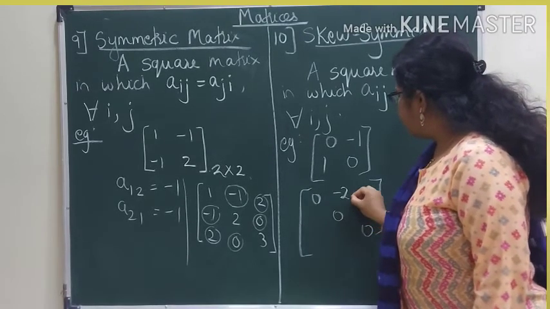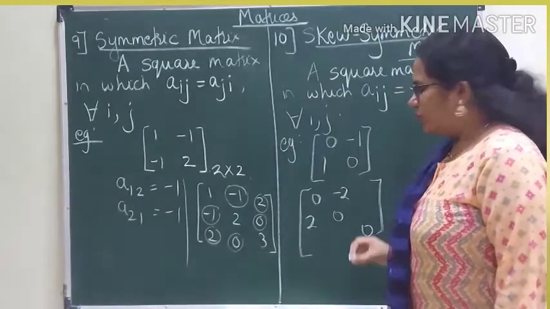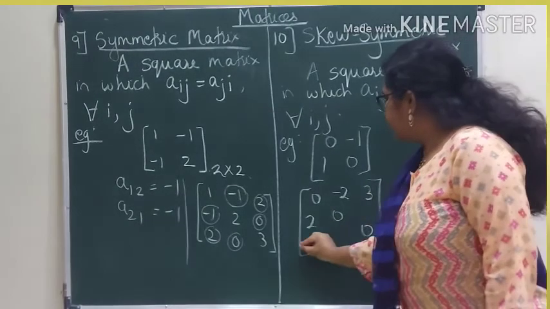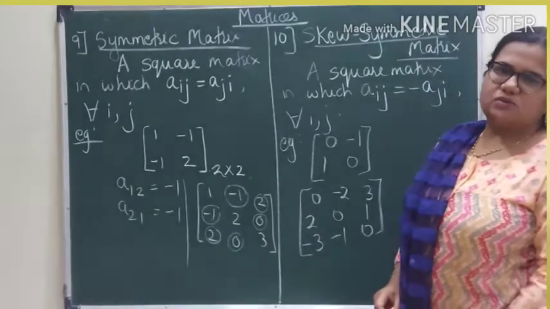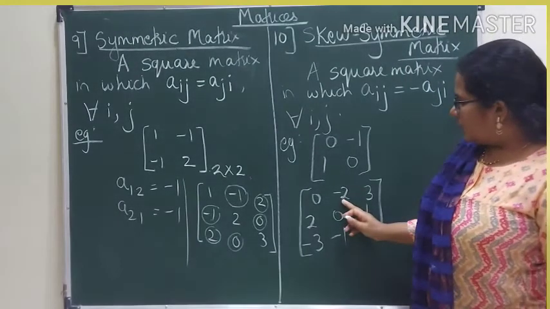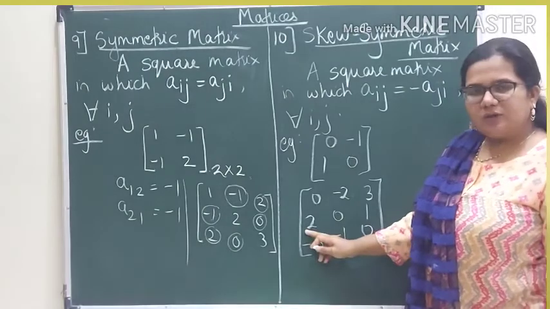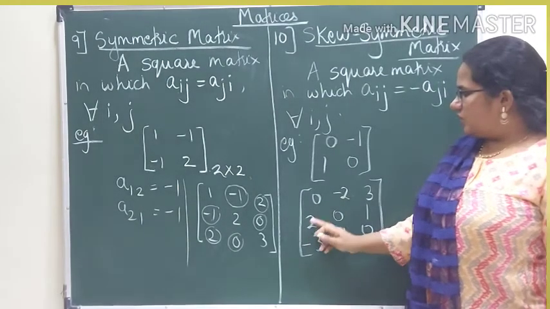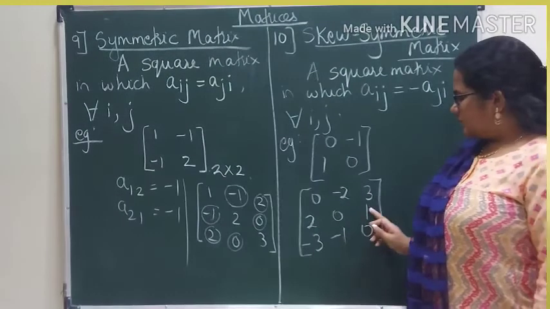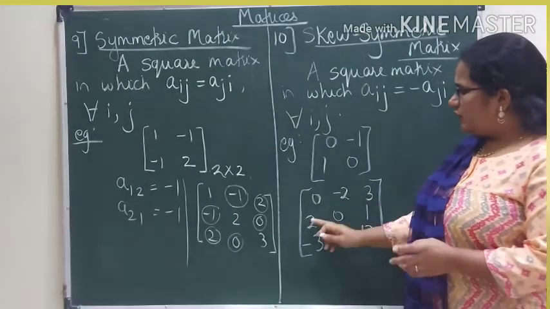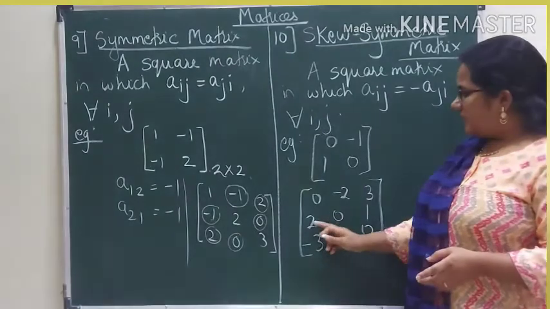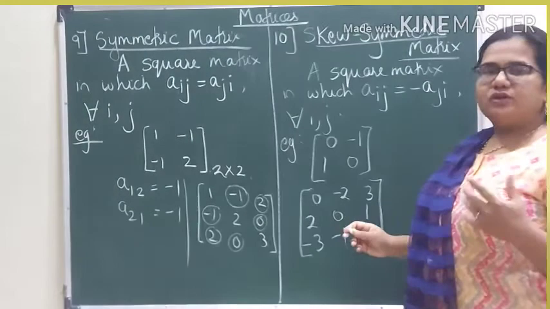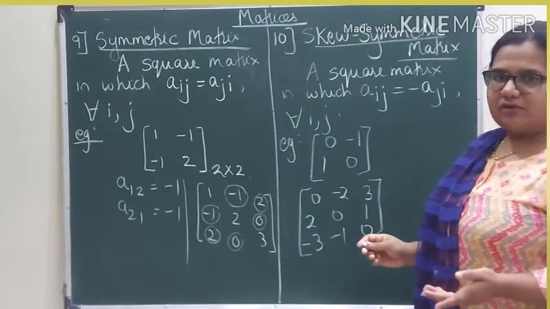If this is minus 2, this should be 2. If this is 3, this should be minus 3. If this is 1, this should be minus 1. So you can see A21 is minus 2, then A12 is 2. That means they are opposite in sign. 3 and minus 3, 1 and minus 1. Means if you interchange the row and column number, you are getting opposite signs. Therefore it is called a skew symmetric matrix.